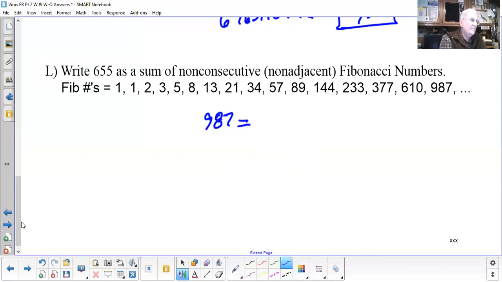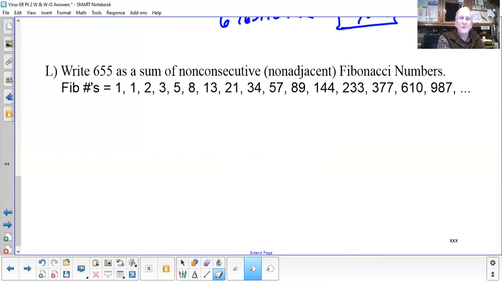I'm sorry. Let me start this again. I obviously messed up. Let me erase that, and I hope you realize I made a very bad error there. Let's go back and start over. Write 655 as a sum of non-consecutive Fibonacci numbers, not 987. It's already a Fibonacci. All right, so I want to take 655, and I want to take the closest Fibonacci number to it that is smaller.